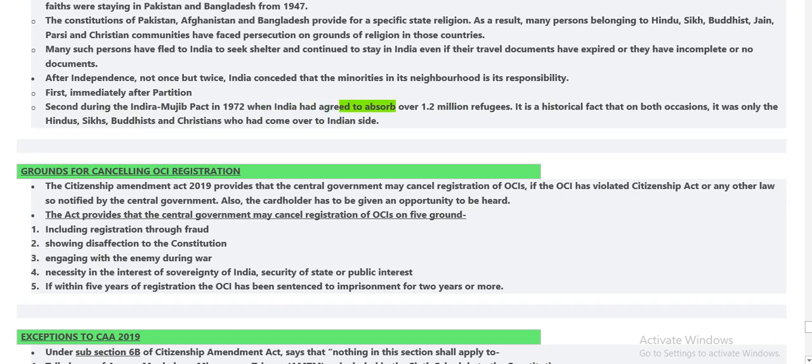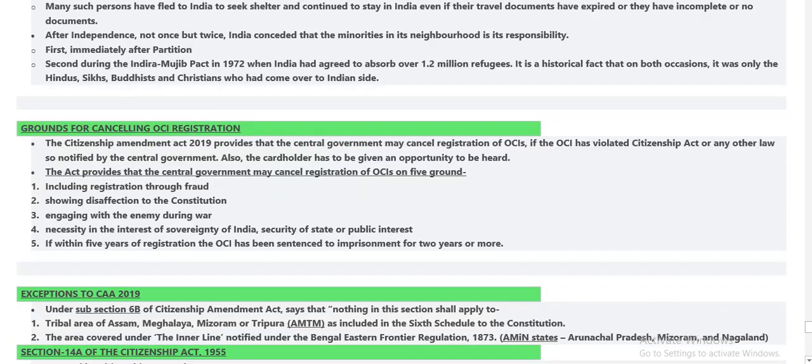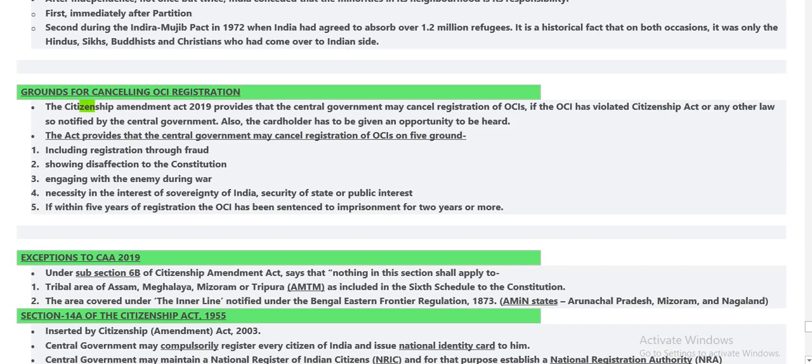After independence, not once but twice, India conceded that the minorities in its neighborhood are its responsibility. First, immediately after partition. Second, during the India-Mujib Pact in 1972 when India had agreed to absorb over 1.2 million refugees. It is a historical fact that on both occasions, it was only the Hindus, Sikhs, Buddhists and Christians who had come over to the Indian side.